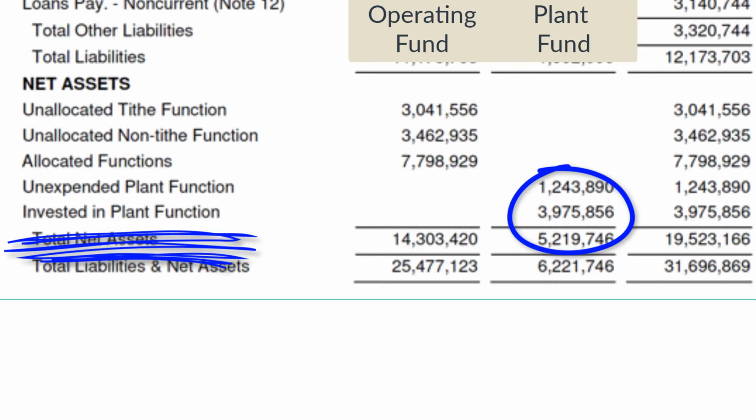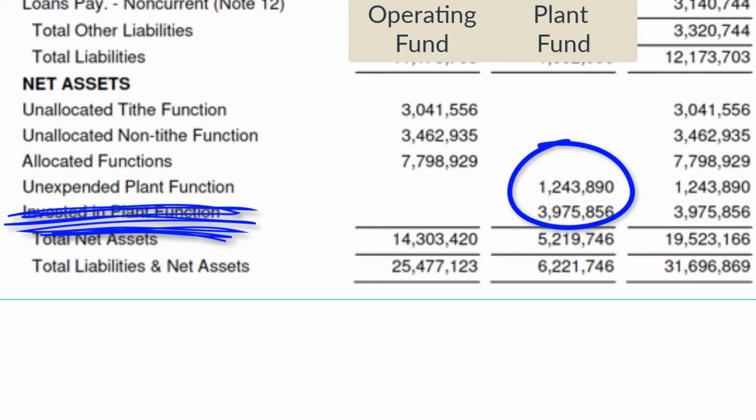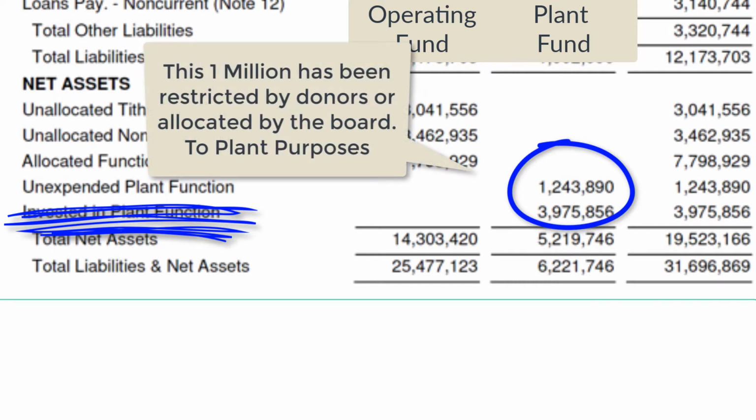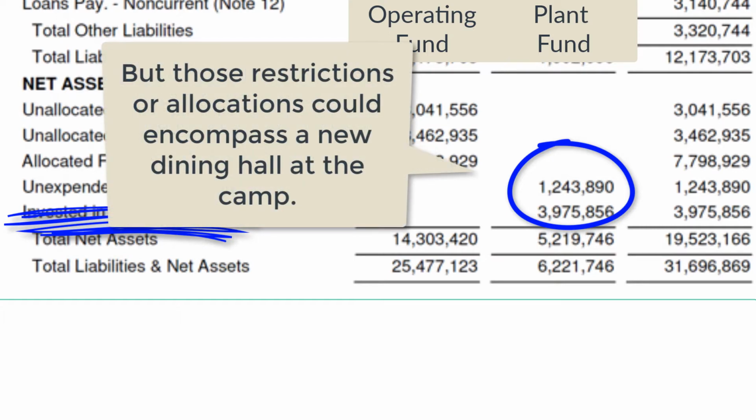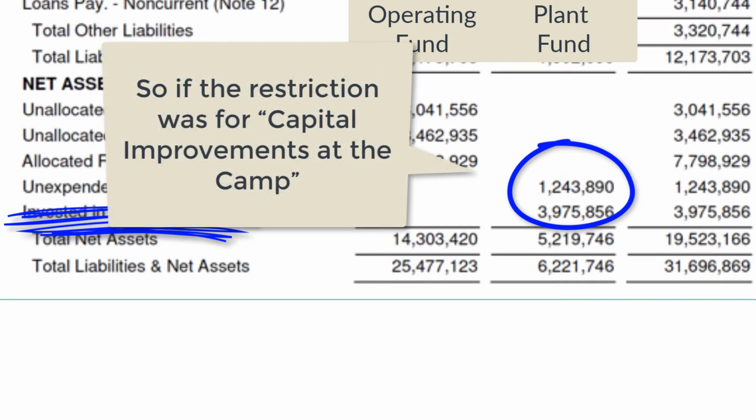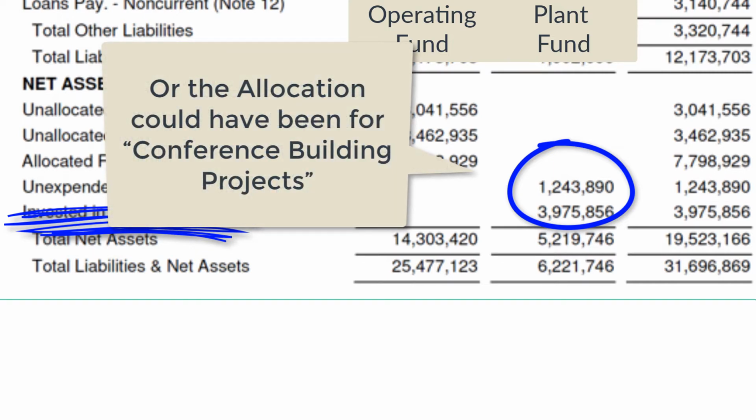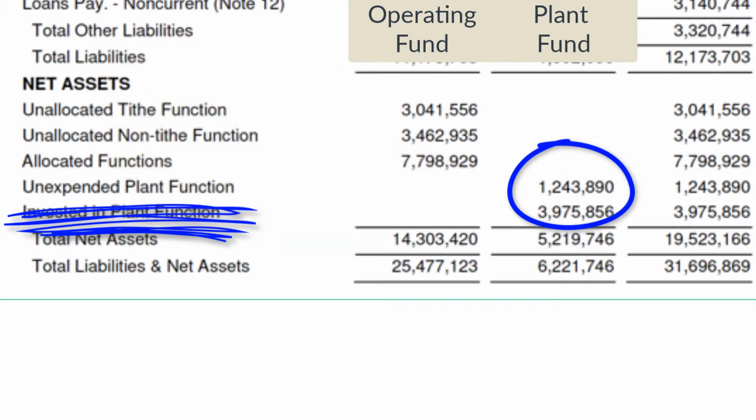But of that $19 million, or of the $15 million, there's $1 million that is in plant investments. So we can't spend that on the new dining hall, but there may be some help here. It depends on whether the $1 million is restricted by donors or by the board to a specific building project, or if it's just to be used on building, and you could say, maybe we could build the new dining hall out of that $1 million. But let's say we couldn't for some reason, and so let's keep looking.